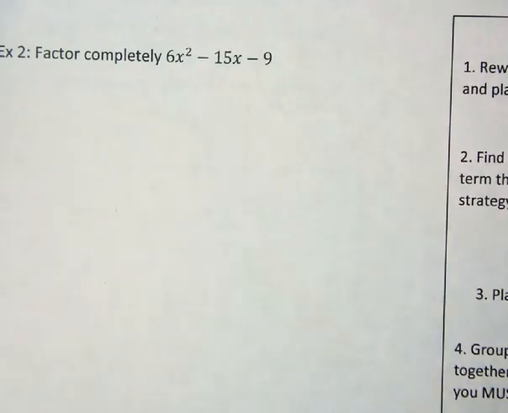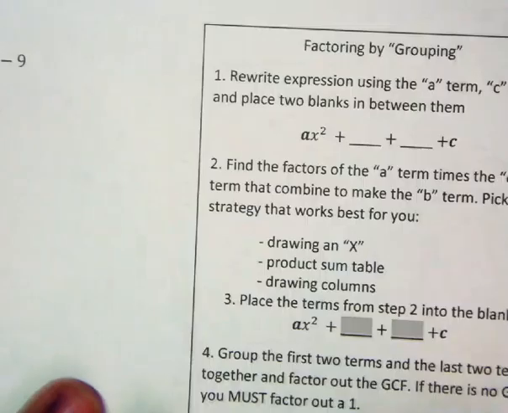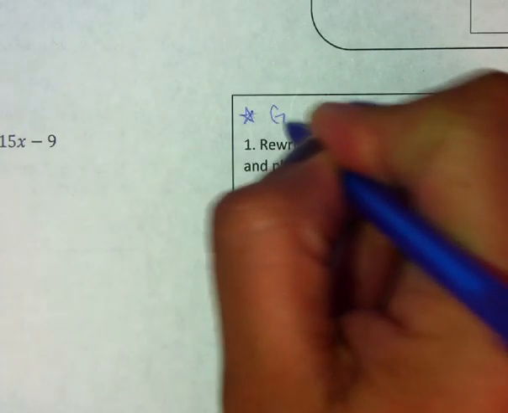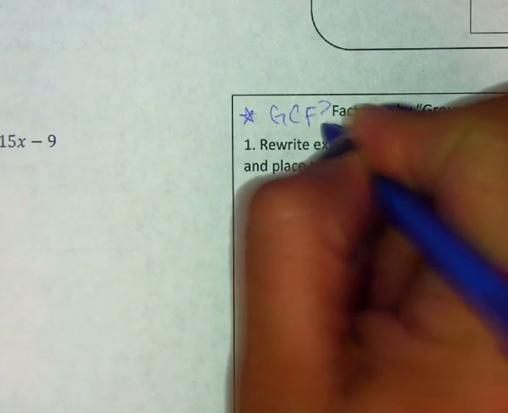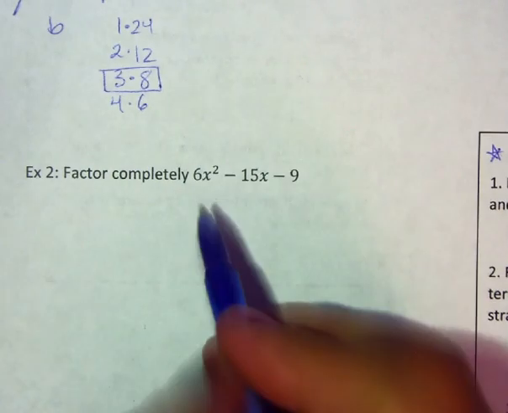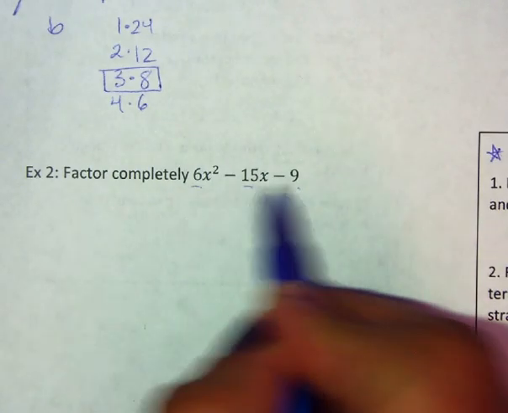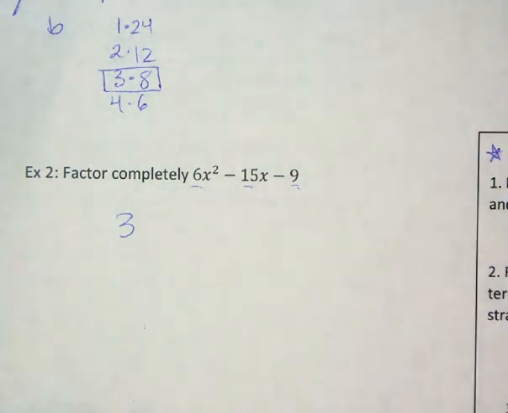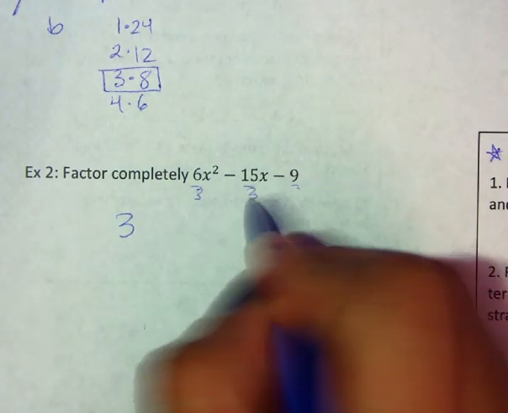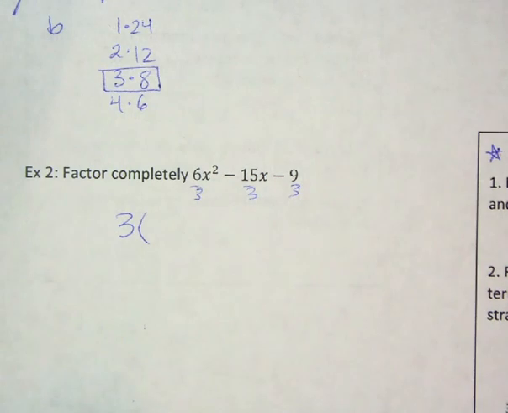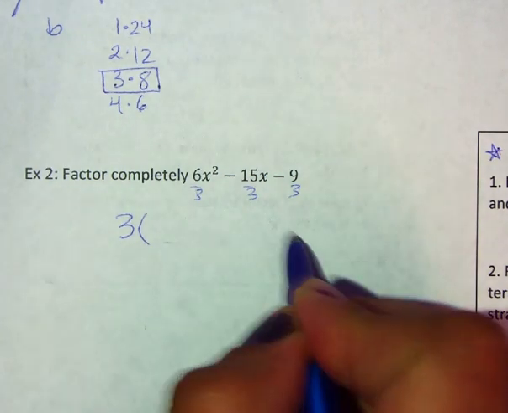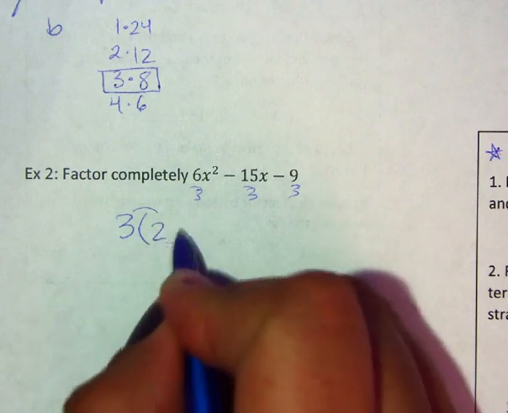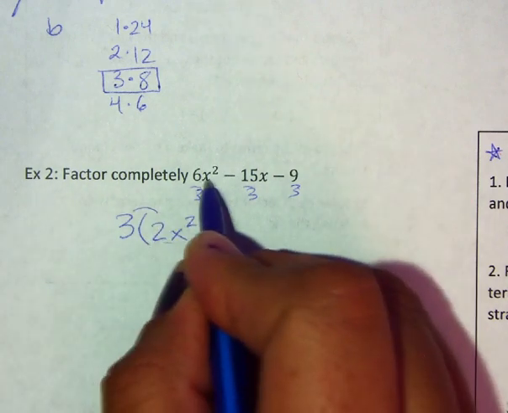So in the grouping process, the first step is to check if there's a GCF. Is there a greatest common factor between these 3 numbers, 6, 15, and 9? So they do have 3 as the GCF. They all can be divisible by 3. So we are going to factor out the 3, and then we're going to write down the trinomial that we get after we factor it out. So 3 times 2x squared will give you 6x squared.